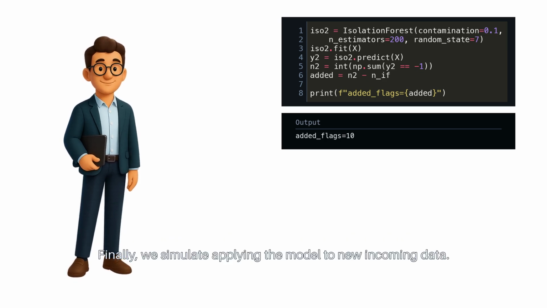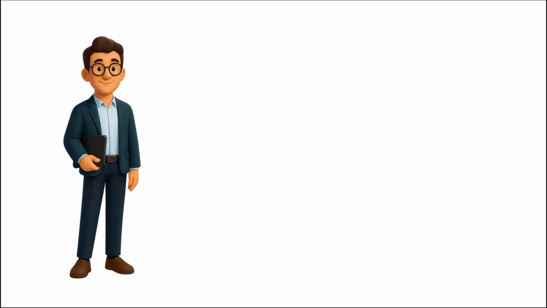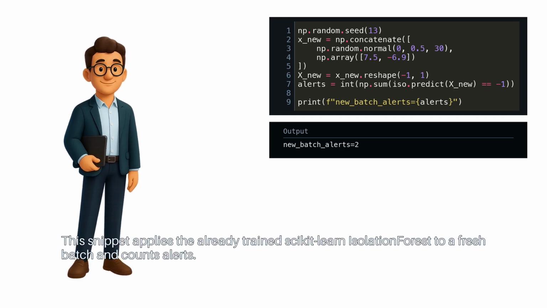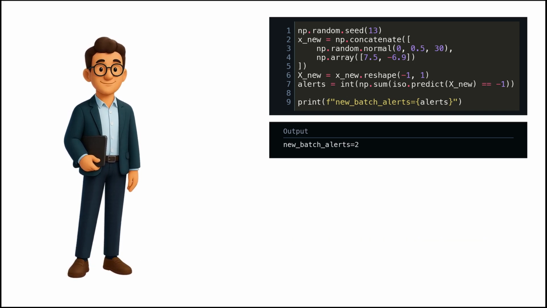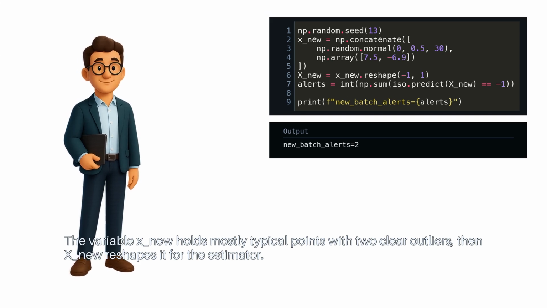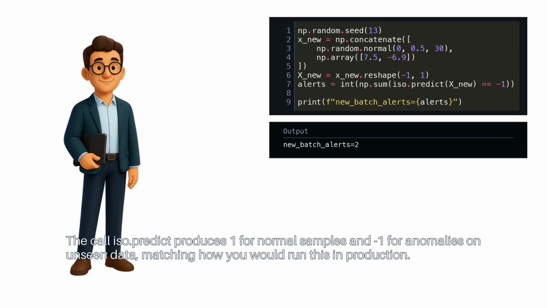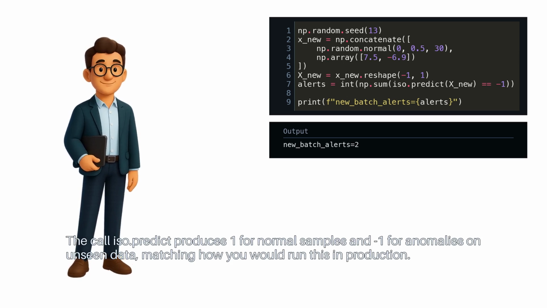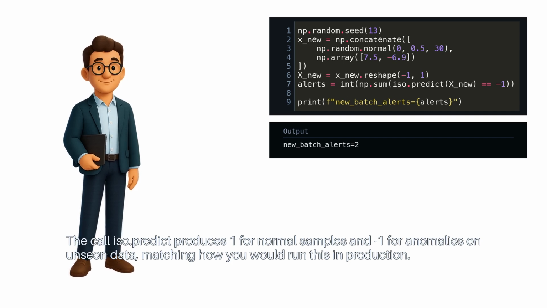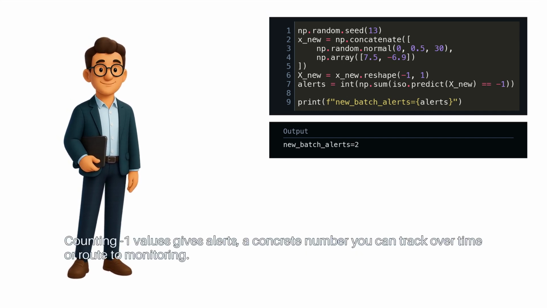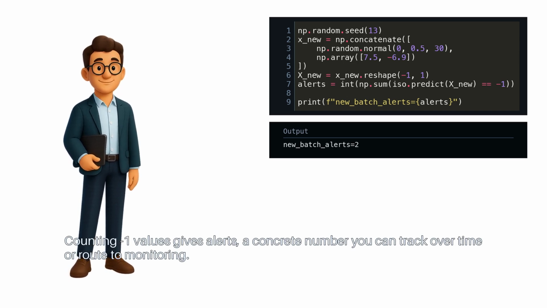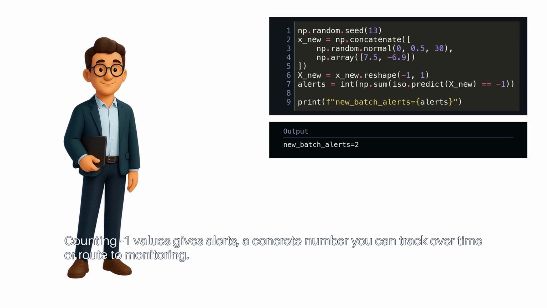Finally, we simulate applying the model to new incoming data. This snippet applies the already trained scikit-learn IsolationForest to a fresh batch and counts alerts. The variable x_new holds mostly typical points with 2 clear outliers. Then X_new reshapes it for the estimator. The call iso.predict produces 1 for normal samples and -1 for anomalies on unseen data, matching how you would run this in production. Counting -1 values gives alerts, a concrete number you can track over time or route to monitoring.